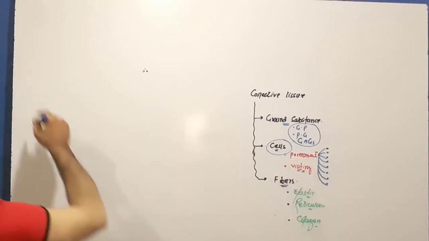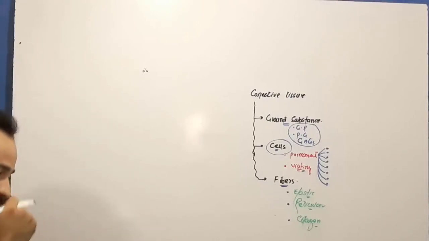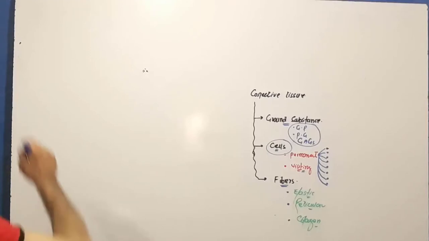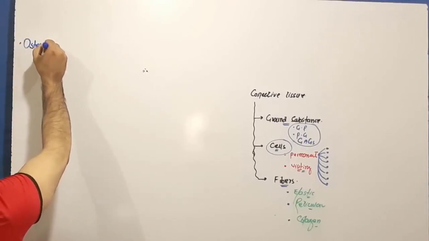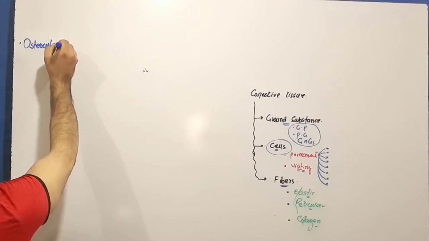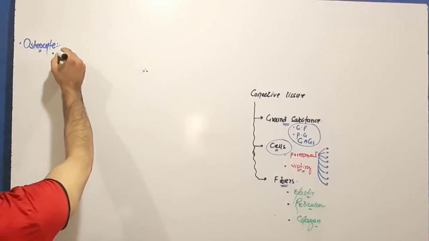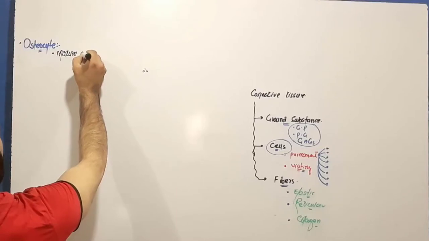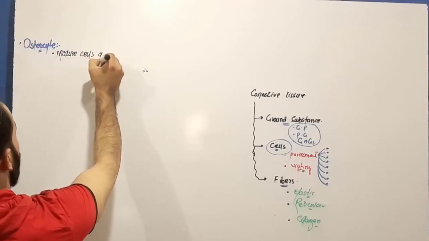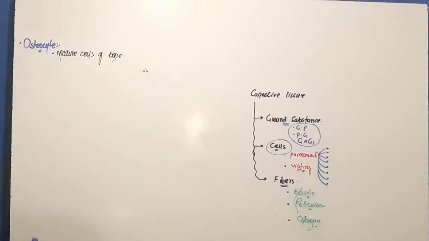Right, the first cell which we are going to discuss is the osteocyte, right? Osteocyte. What is osteocyte? A little bit of introduction to this type of cell. These are the mature cells of bone tissue. These are the mature cells of bone tissue.